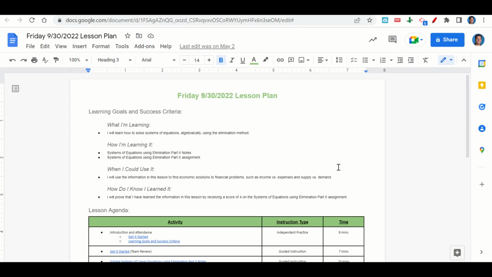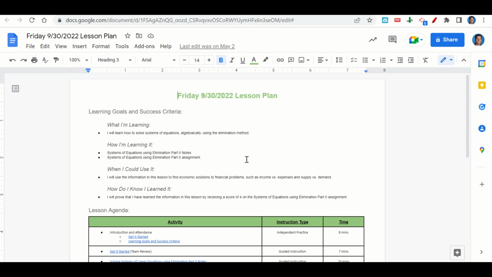First, what are we learning? We're learning how to solve systems of equations algebraically using the elimination method. How are we learning it? Through the systems of equations using Elimination Part II notes and the systems of equations using Elimination Part II assignment.